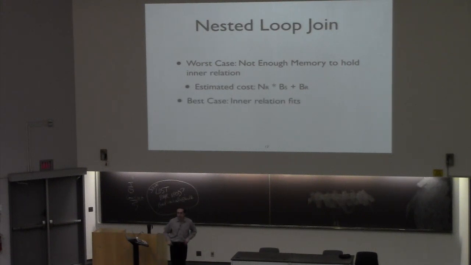On the other hand, in the case where everything fits in memory, or at least the inner relation fits in memory, what does that get us, at least in terms of I/O costs? Then I don't need to page any of the inner relation out. It stays in memory. I don't need to reread it, so I just need to read it exactly once. So nested loop drops down to the sum of the cost of reading both relations.